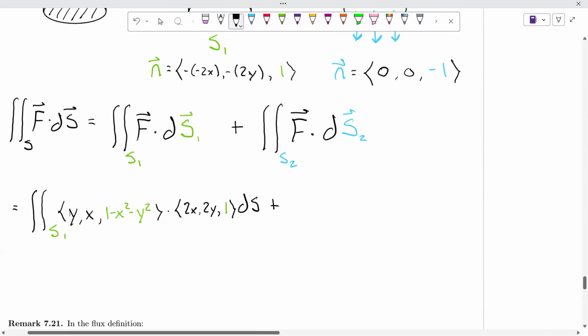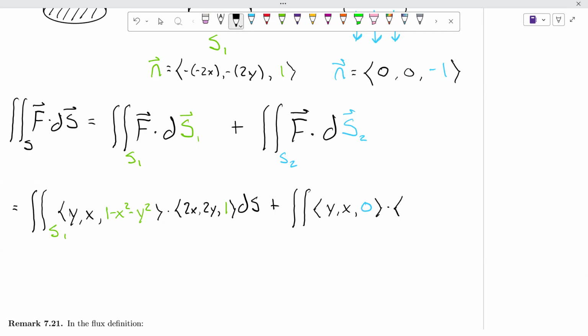Yep. Plus another double integral. So that our field now is going to still be y, x, z, but z now is 0, dotted with my other normal vector, which is 0, 0, negative 1. And this integral goes over S2.